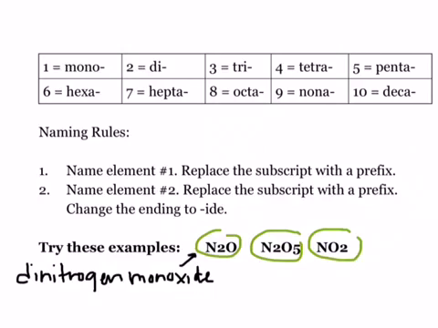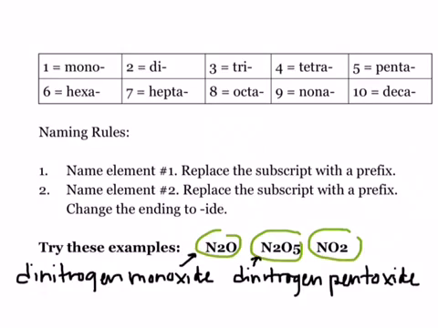Now let's do the next one. There's N2 again, so that's dinitrogen again. Only this time we have O5. So that would be pentaoxide. And a lot of times when there would be two vowels side by side, they eliminate one. So we would say dinitrogen pentoxide. So that would be this one.